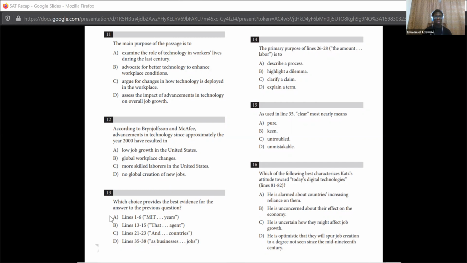Moving on to question number 12. According to Brynjolfsson and McAfee, advancements in technology since approximately the year 2000 have resulted in A, low job growth in the United States, B, global workplace changes, C, more skilled laborers in the United States, or D, no global creation of new jobs. So same as last question, feel free to type your answers in the chat and, or raise your hand and share your answer and your reasoning for it.